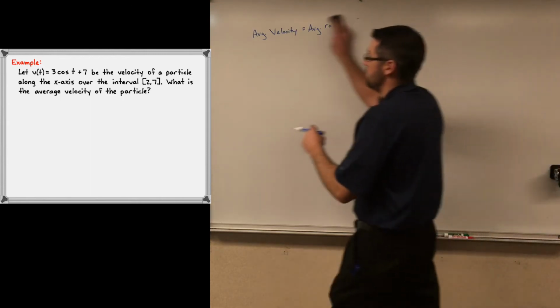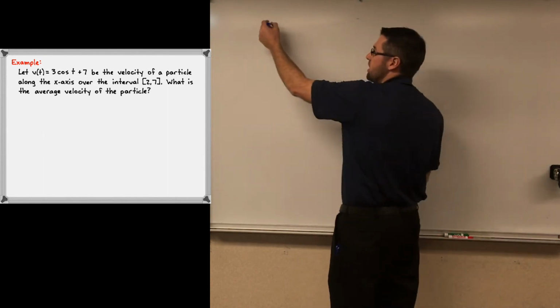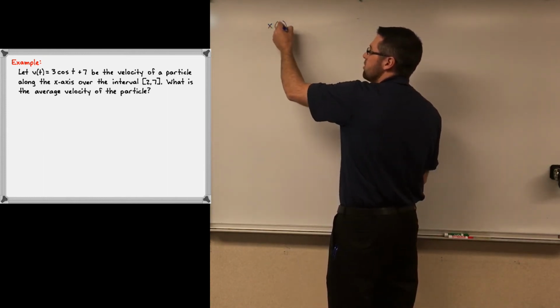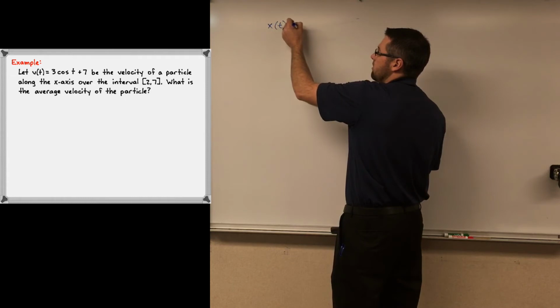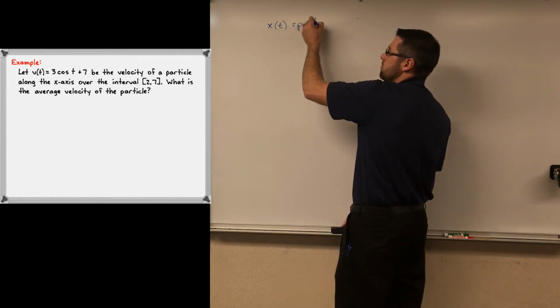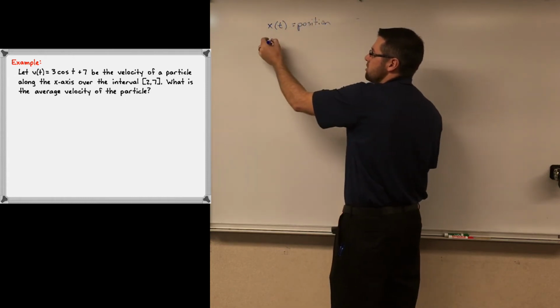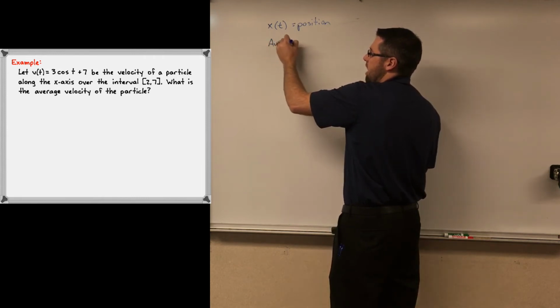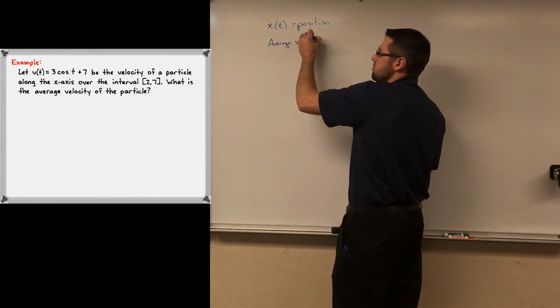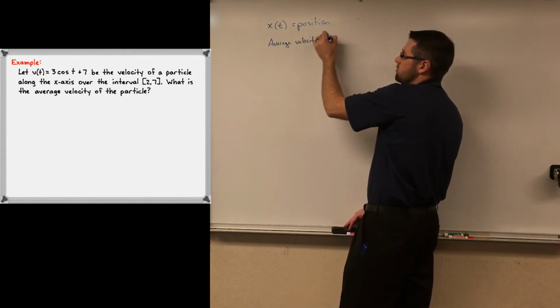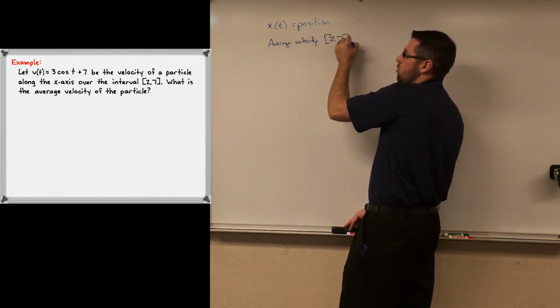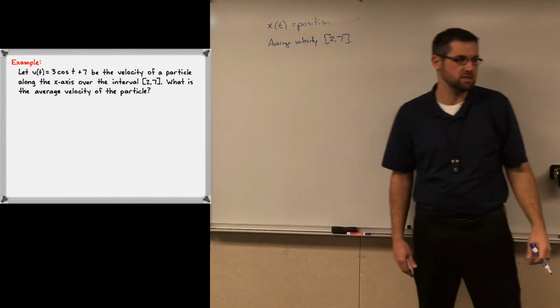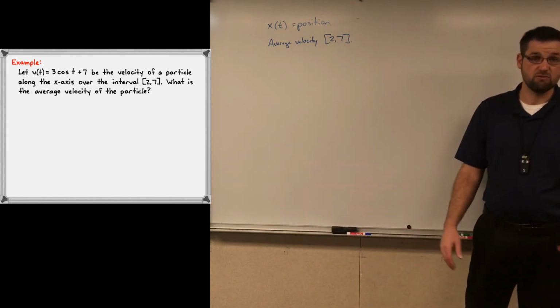So let me give you an example here. Let's take a step back from that. And I'm going to say x of t represents position. I want you to find the average velocity over that interval 2 to 7. What would you do to find the average velocity? This is a good review.